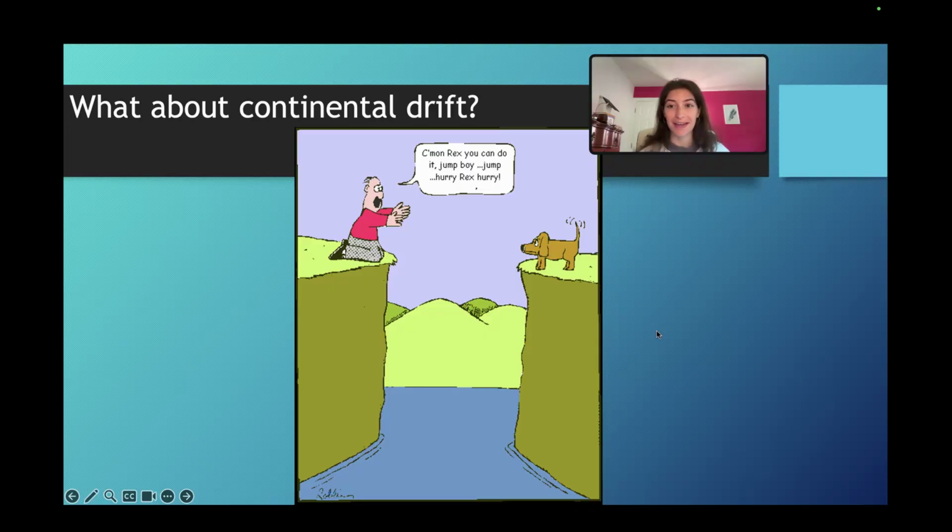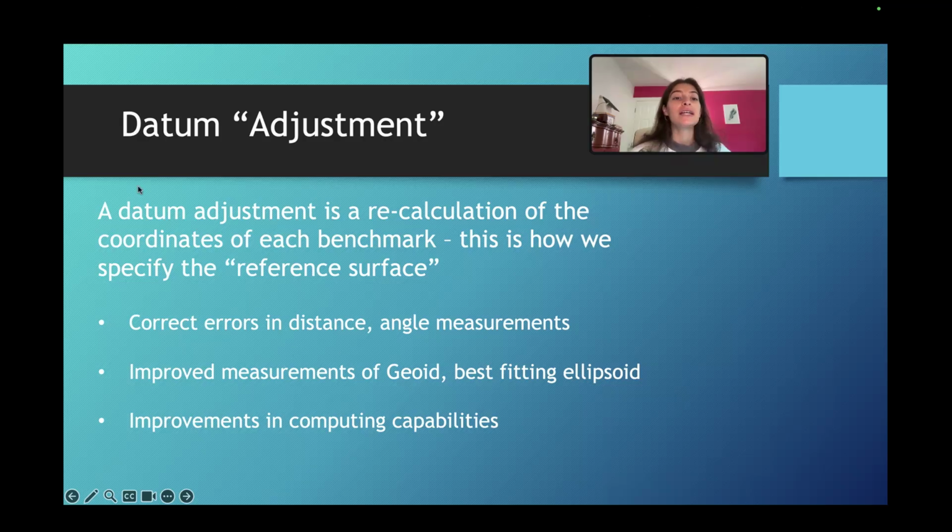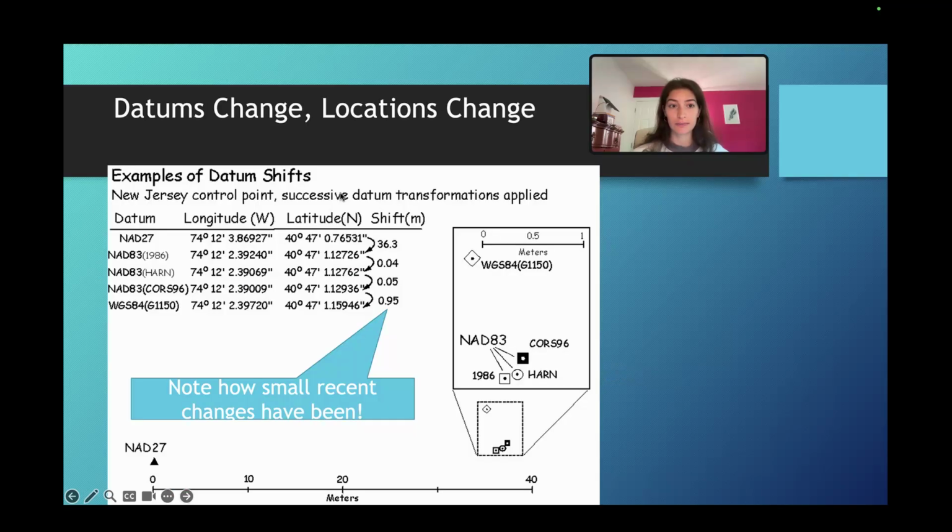So what about continental drift? Again, another thing from John Porter's slides that I just find cute. Datum adjustments are recalculations of coordinates of each benchmark. So this is why we specify a reference surface. Datum adjustments help us to correct errors in distance. They help us to improve measures of that geoid and finding that best fitting ellipsoid. And it helps to also just improve computing capabilities. Typically, the better or newer something is in terms of technology, it is easier and better for us to compute. Not always, but especially in this case.